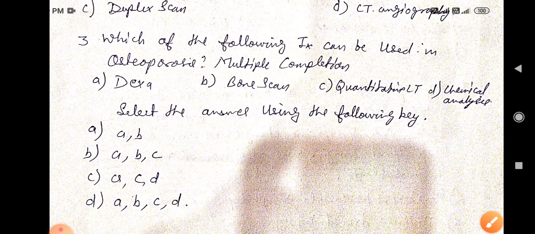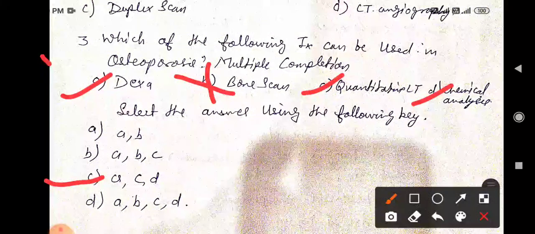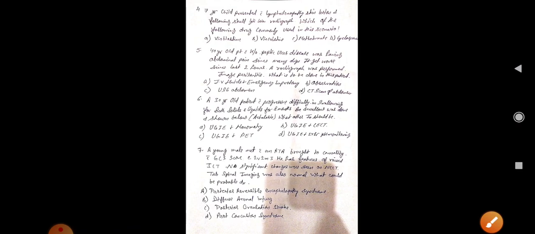Now, which of the following investigations can be used in osteoporosis? Multiple completions. In osteoporosis we use DEXA scan, but bone scan has no role. We use quantitative CT, and we need to go for chemical analysis. For example, we need to know the level of serum calcium, serum uric acid, serum phosphate, serum magnesium, parathyroid hormone, etc. So the best answer here is ACD. All three are best. Hope it's clear. Now move on to the next.